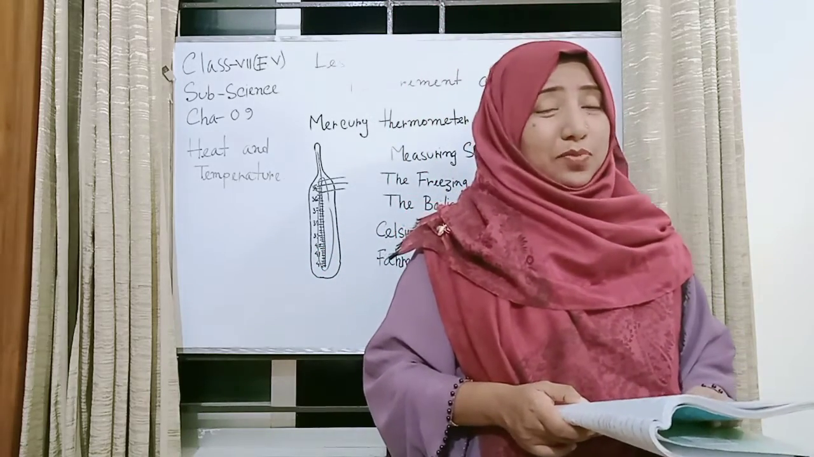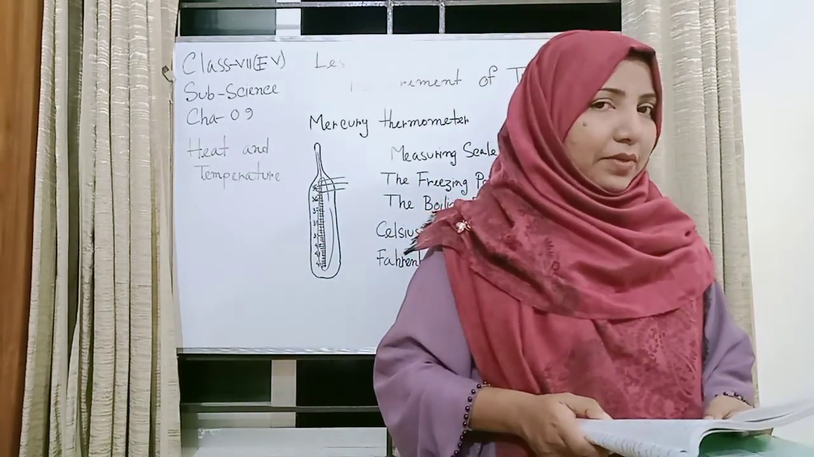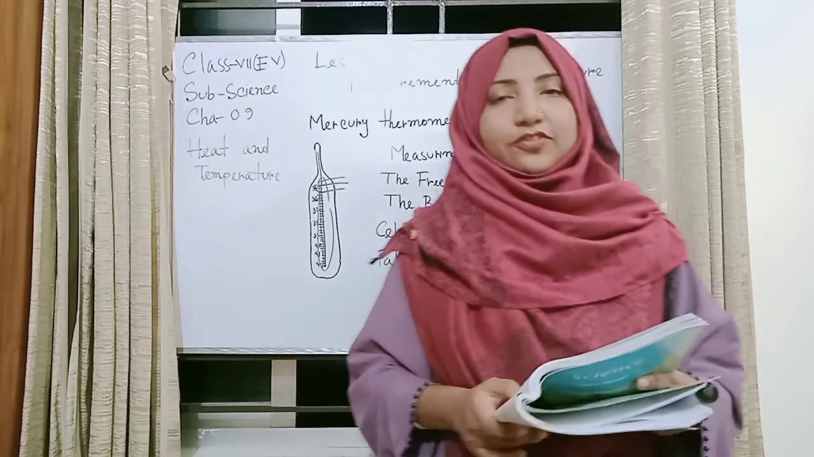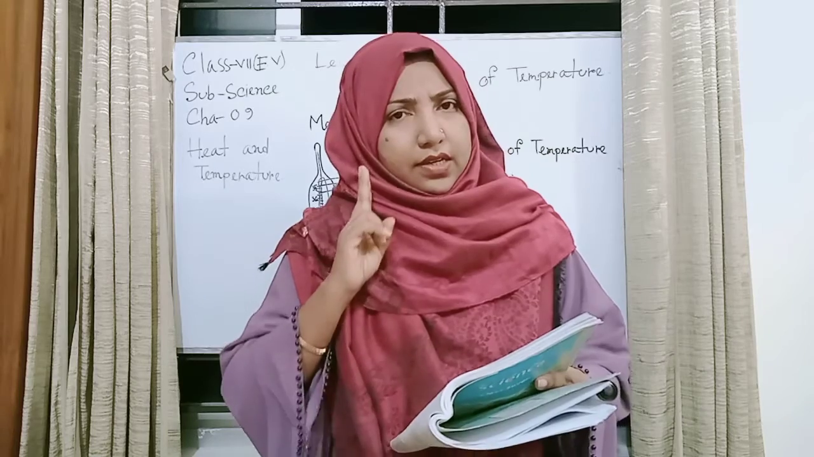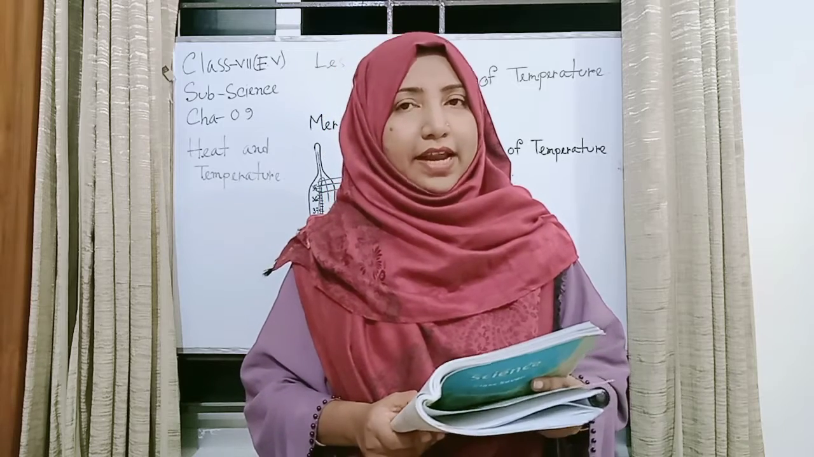Now, my dear students, I will explain the definition and meaning of the freezing point and the boiling point. First is the freezing point. The temperature at which pure ice melts under normal atmospheric pressure is called the freezing point. So, solid turning into liquid happens at the freezing point. I think everyone has understood this line. Again, I will repeat: the temperature at which pure ice melts under normal atmospheric pressure is called the freezing point.